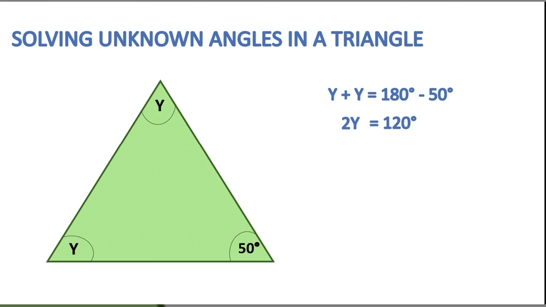2Y is equal to 130 degrees. I need to solve for Y. If I divide both sides by 2, 2Y divided by 2 gives me Y. 130 divided by 2 gives me 65 degrees. So angle Y is equal to 65 degrees. Both of the angle Y are equal to 65 degrees. And my reason would be sum of angles in the triangle.